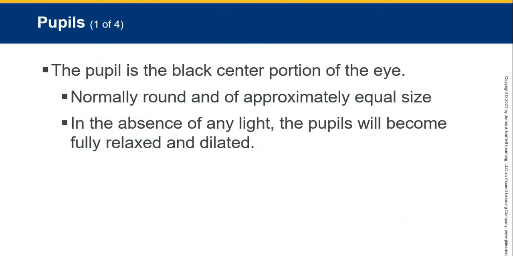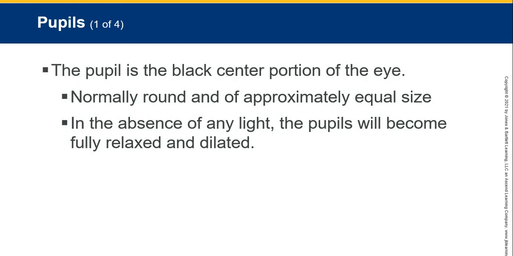All right, you should know what a pupil is. It's the black center portion of the eye. It's the place where light comes in. It should be round, and they should be of equal size. So, if the slide says they should be round, know that in some trauma cases, it's not going to be round. If someone has an eye globe injury, it could look like a teardrop shape, for instance, and that wouldn't be normal, and you have to report that.